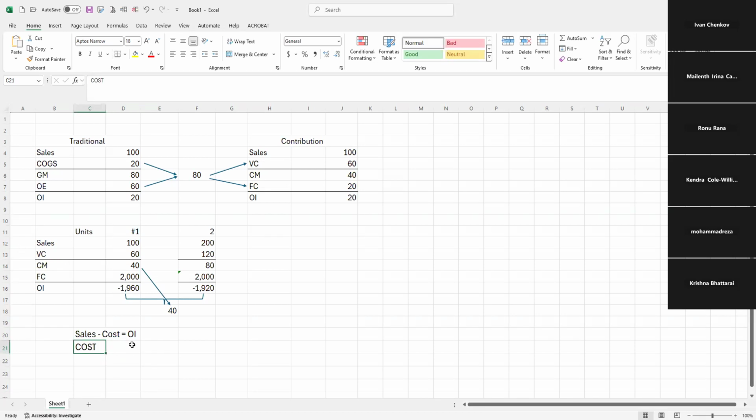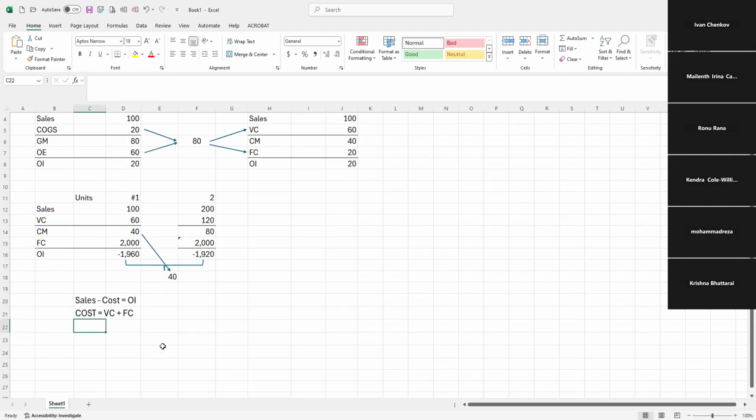So the cost, what's the cost? As we can see here, we have only two costs. We have variable cost and we have fixed cost. That's all. Nothing else. Those are our only two costs. So then what's the operating income? Where is the operating income going to come from? Well, the operating income is going to come from sales minus variable cost minus fixed cost, and that's going to give us operating income. Correct? If you break it into pieces.